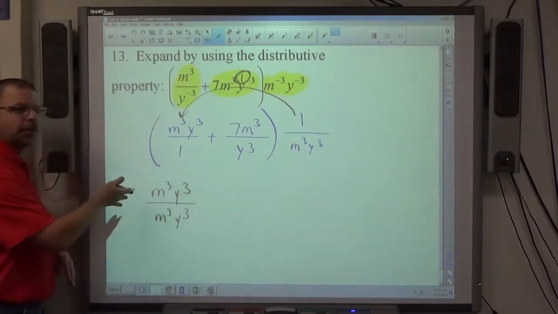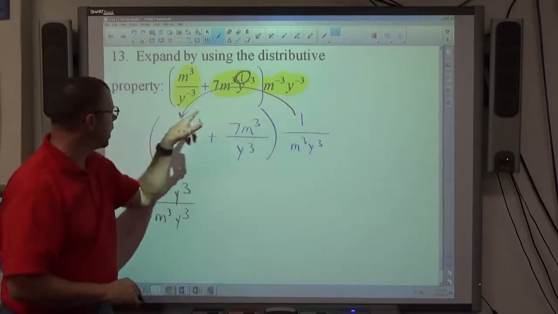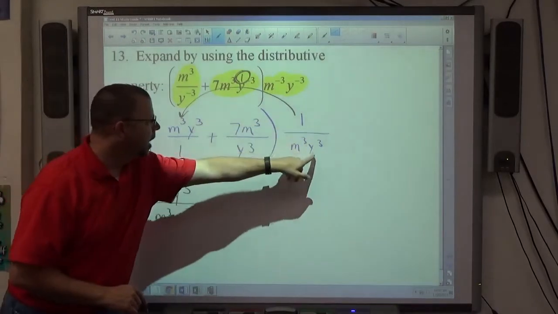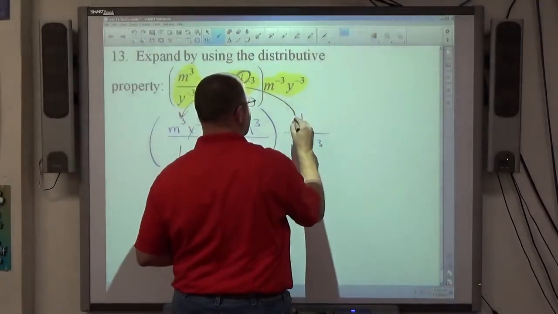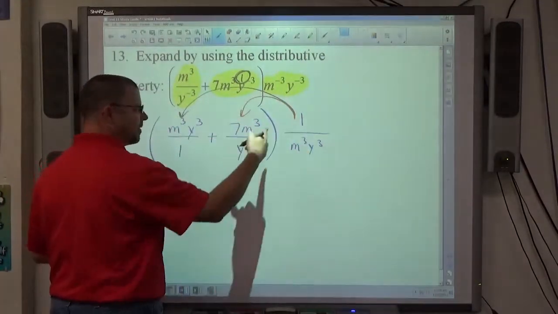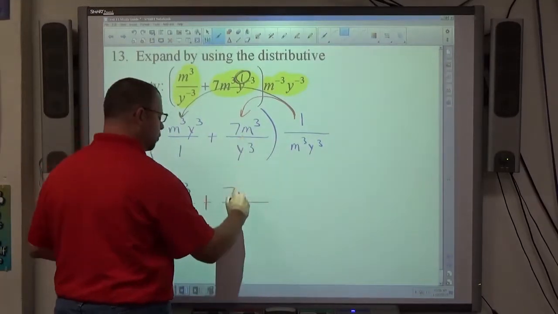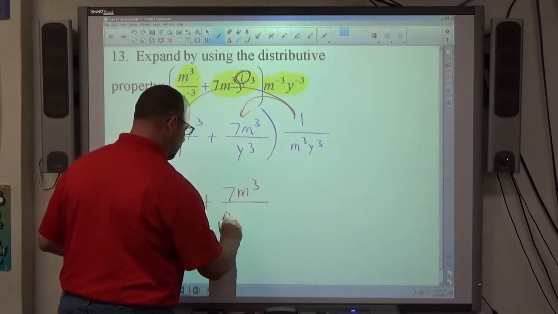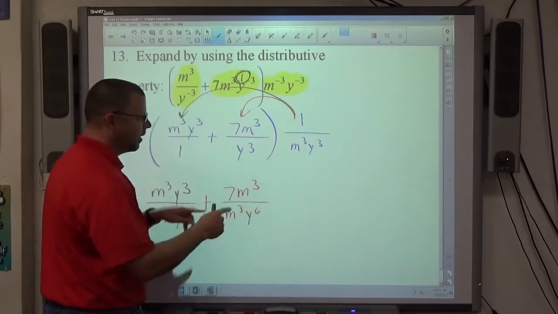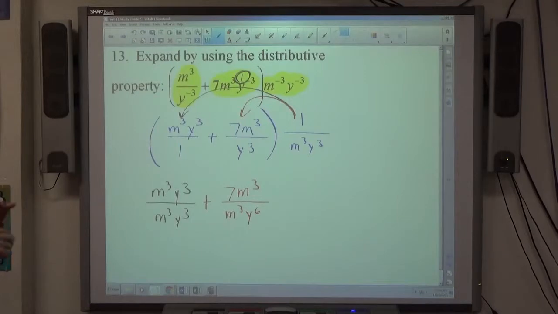I can clearly see that things cancel. I don't care about canceling right now. Just get an answer. 1 times m cubed y cubed makes m cubed y cubed. M cubed y cubed times 1 makes m cubed y cubed. Top answer, bottom answer. Then I'm going to multiply this times this. When I multiply these, I have to worry about sign. 1 times 7, both positive, makes a positive. M cubed on top. So 7m cubed times 1 on bottom. M cubed y cubed times y cubed makes m cubed y to the 6th. Since we have the same letter, go ahead and add the powers. All right? Don't cancel anything in that step, but just get answers and then worry about canceling if possible.